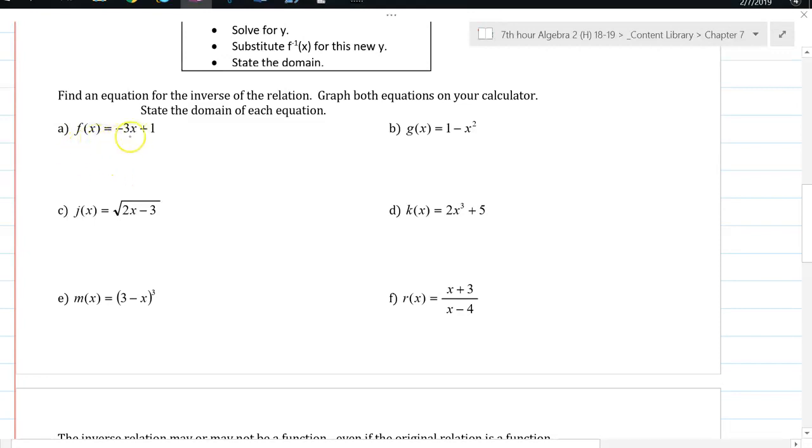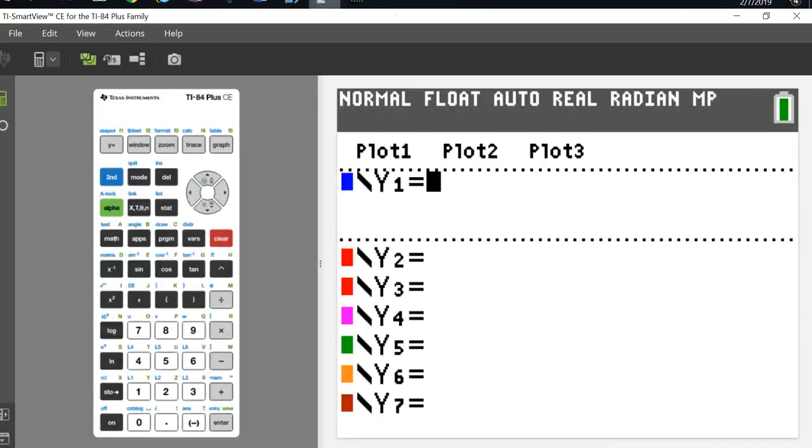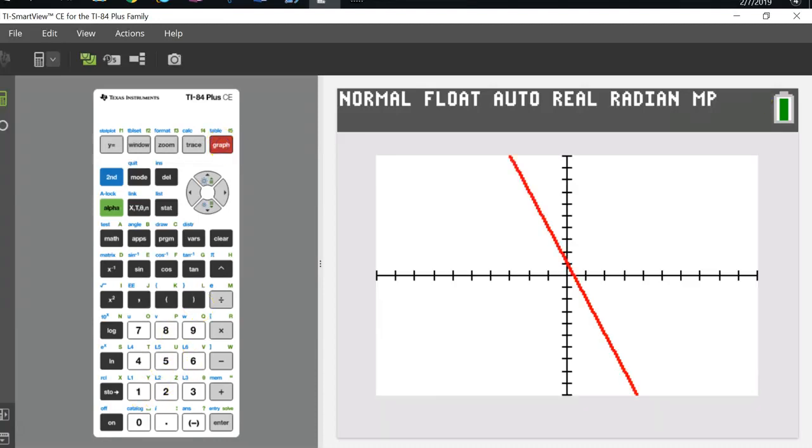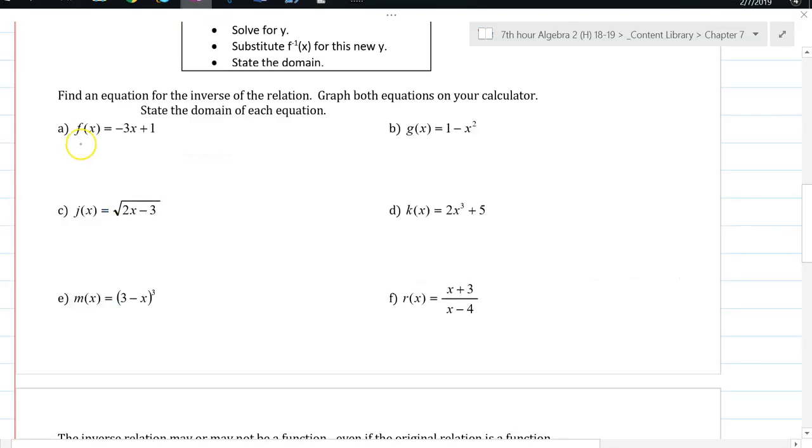So if f of x is equal to negative 3x plus 1, we go to our calculator, go to y equals, and put in negative 3x plus 1. We know we're going to get a line with a negative slope. Now I'm going to find the inverse. I'm going to write y equals negative 3x plus 1, and then switch the x and the y. So x equals negative 3y plus 1.